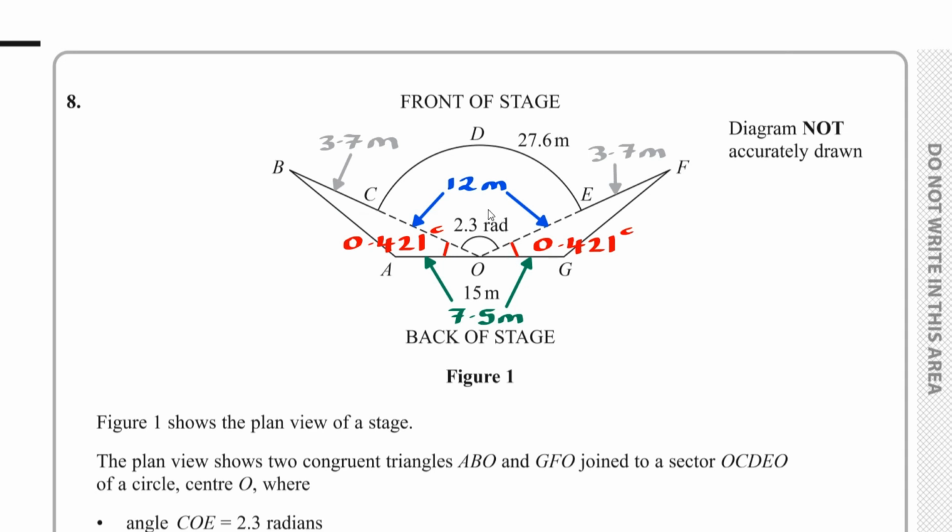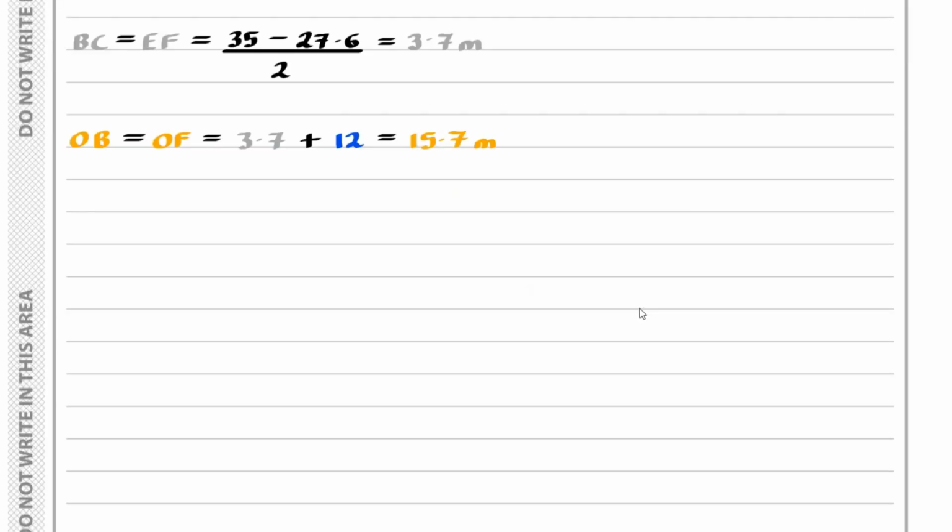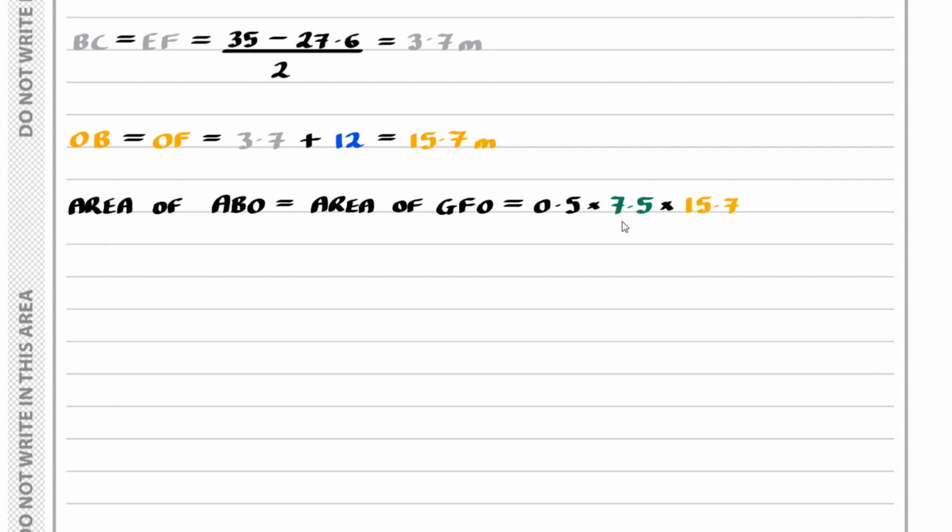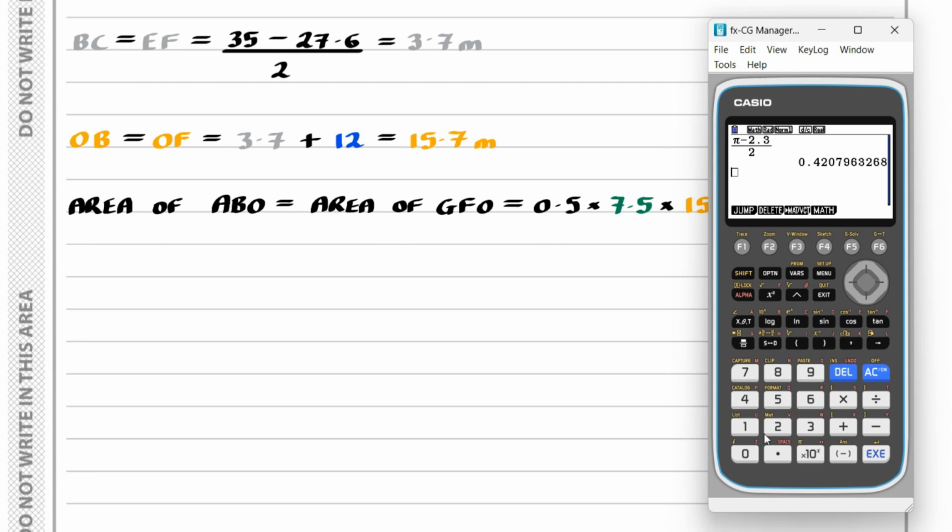We now have enough information to work out the total area. We know that the triangle ABO and the triangle GFO are congruent, meaning the areas of those will be the same. And we have enough information to work out those areas. So the area of ABO, which is equal to the area of GFO, that's equal to a half times by the 7.5 times the 15.7 times by the sine of the 0.421. So let's work this out.